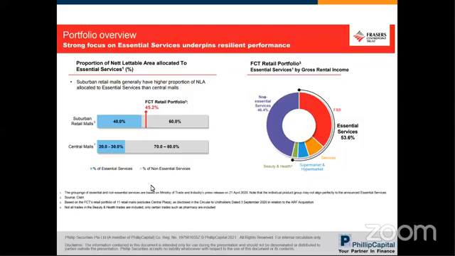So what they focus on is essential services, which means they are more resilient. For Frasers Centrepoint, because they belong to suburban malls, around 45.2% of their retail portfolio is catered to essential services. Then you can see that including F&B, services, supermarket and healthcare, it is around 53.6%.